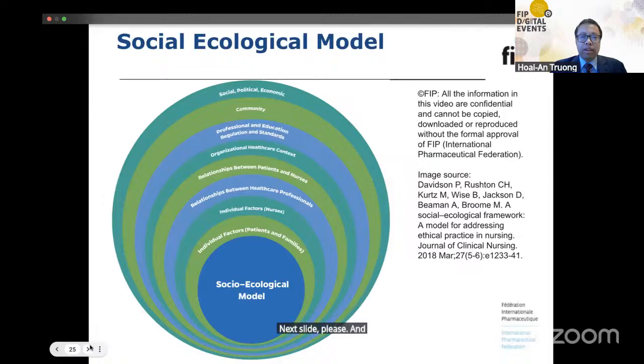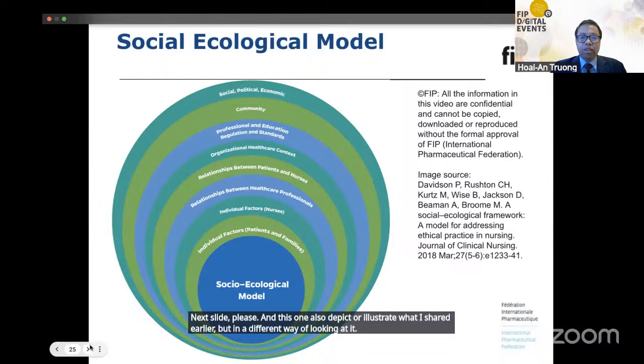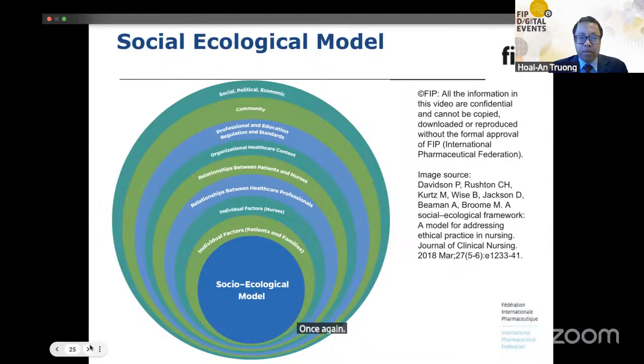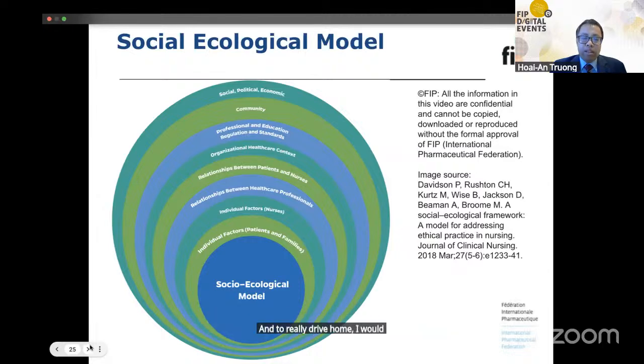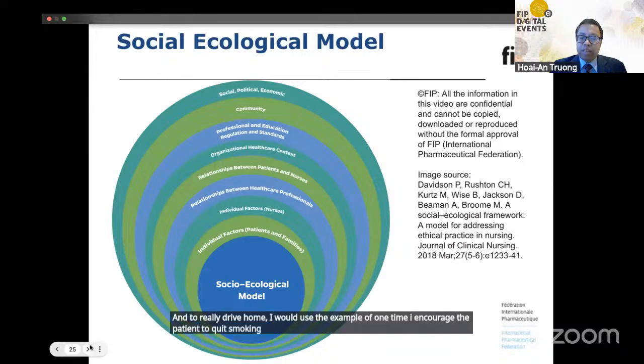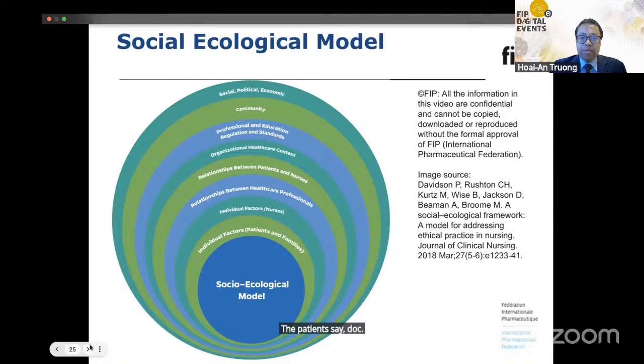And this one also depicts or illustrates what I shared earlier, but in a different way of looking at it. Once again, the individual, based on the socio-ecological model, is at the center. We are influenced by multiple levels where we are, and are affected by others. And to really drive this home, I will use the example of one time I encouraged a patient to quit smoking. And the patient said something so profound that I will never forget. The patient said, Doc, calling me as a pharmacist, doctor of pharmacy, but he called me short, doctor.